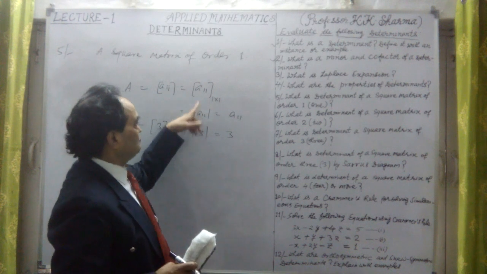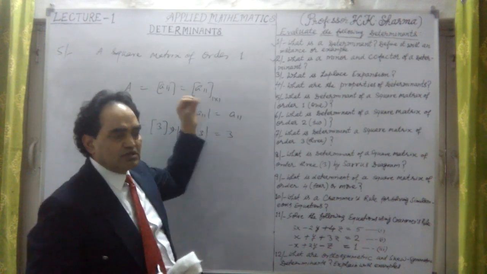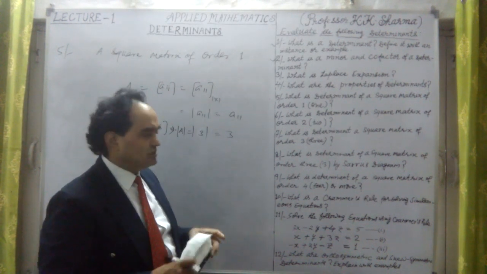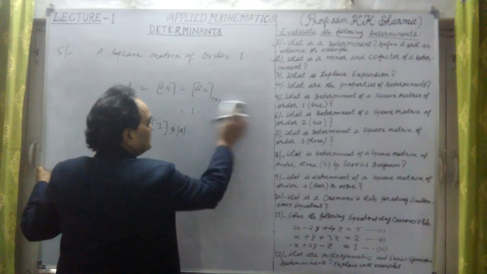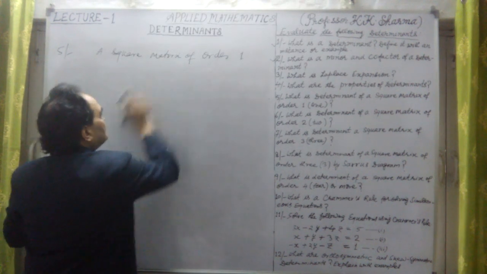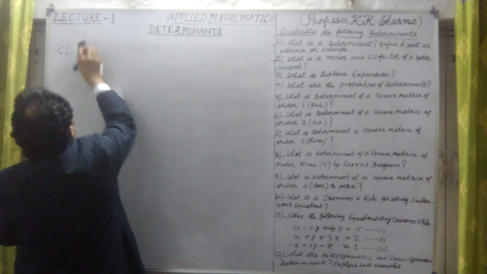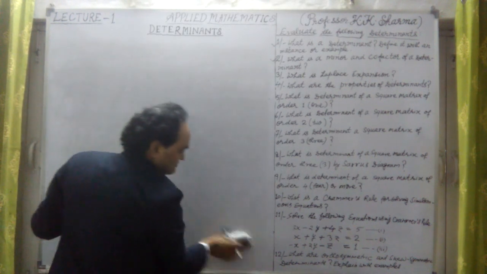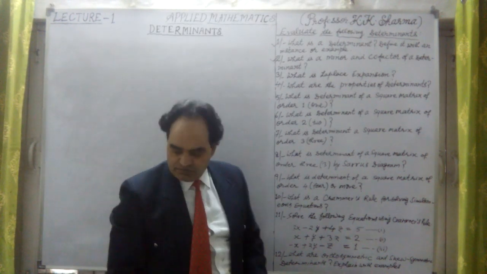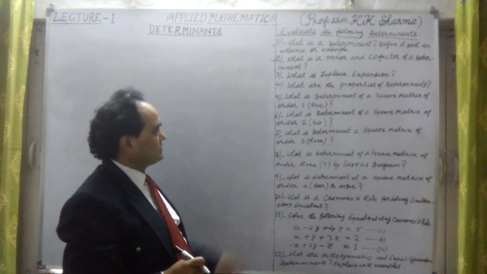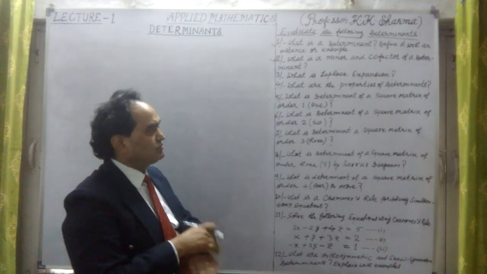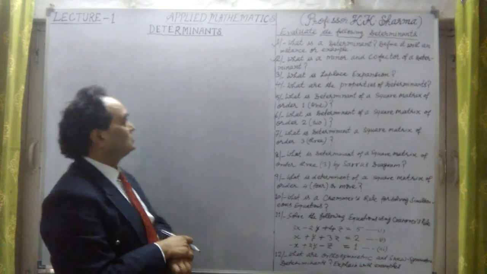Whatever value is given, that is the answer only, because only one element is given. The determinant is the same element, since that is a square matrix of order 1. Now, what is the determinant of a square matrix of order 2? Let me write now.